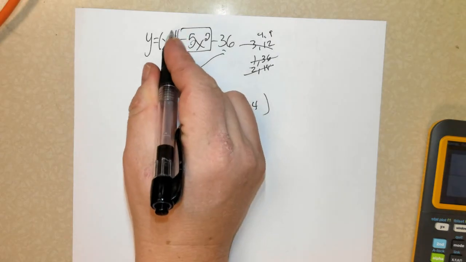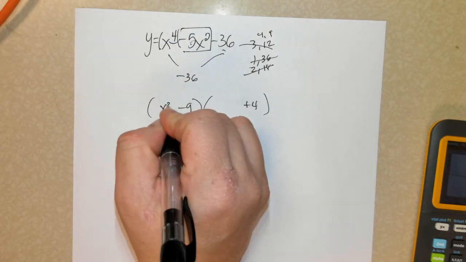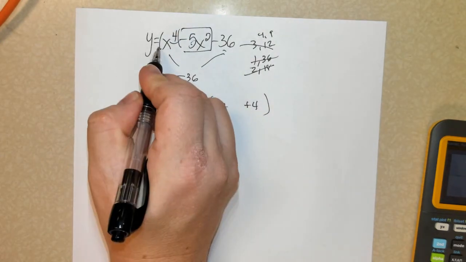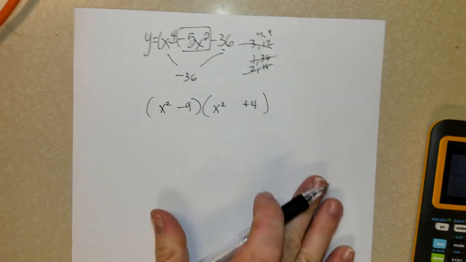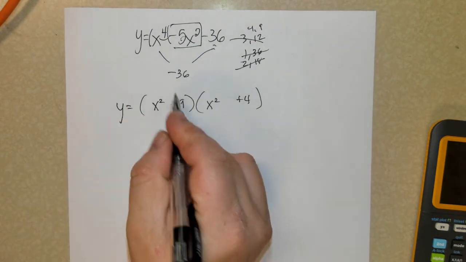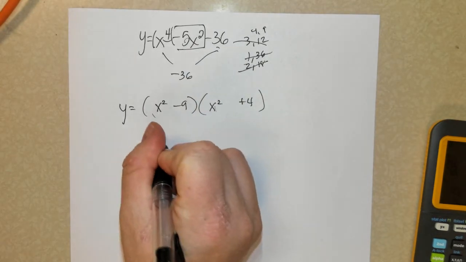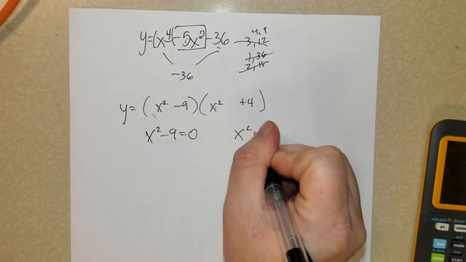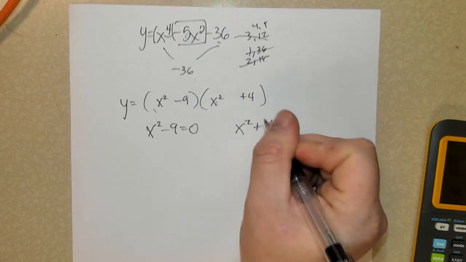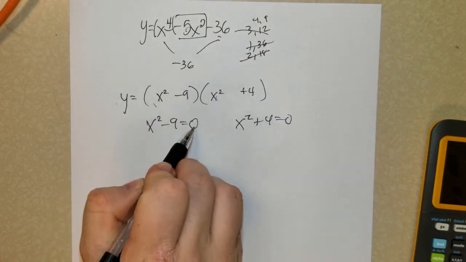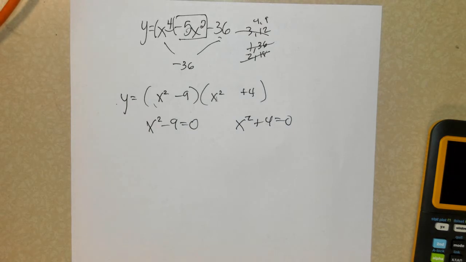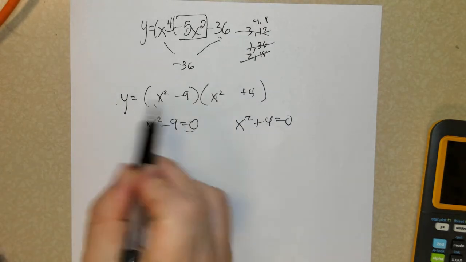Take this degree 4 and divide it by 2. And because the leading coefficient is a 1, I don't need to divide here. All right, now let's look. We're going to take each one of these factors and set them equal to 0. X squared minus 9 equals 0, and x squared plus 4 equals 0. Remember, y will always be 0 when you're finding an x-intercept. That's why we set it equal to 0.